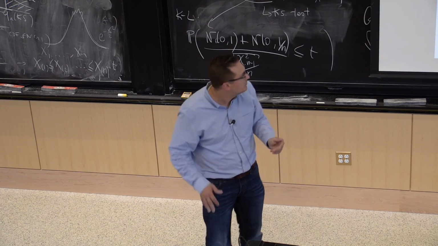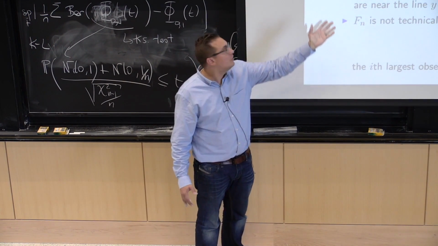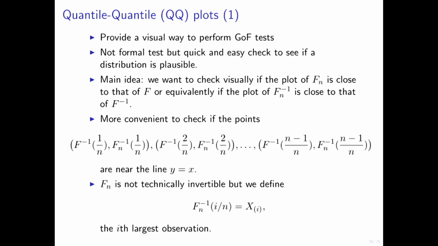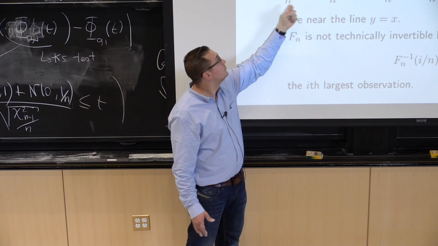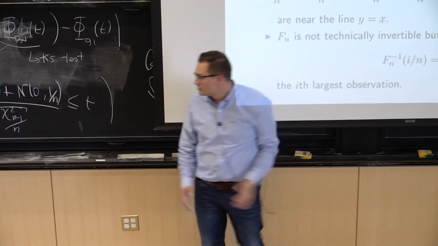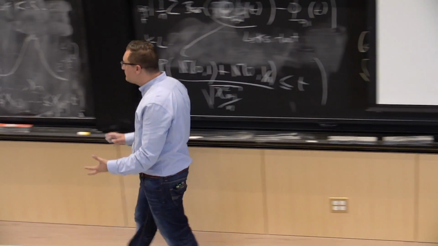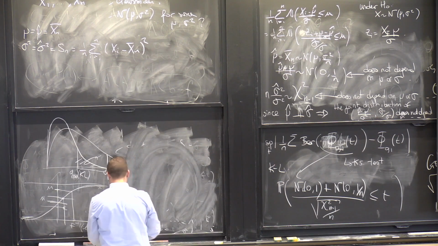So what do we want to see here? What should happen if all my points actually come from a distribution that has CDF F? What should I see? Well, since Fn should be close to F, Fn inverse should be close to F inverse, which means that this point should be close to that point. This point should be close to that point. So ideally, if I actually pick the right F, I should see a plot that looks like this.